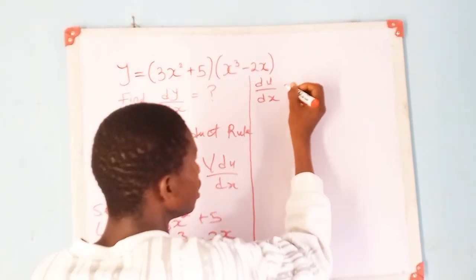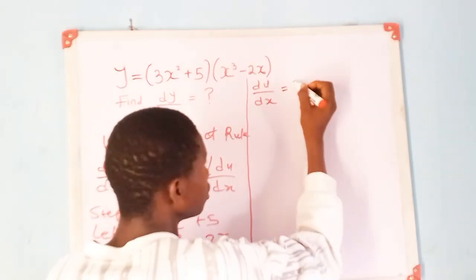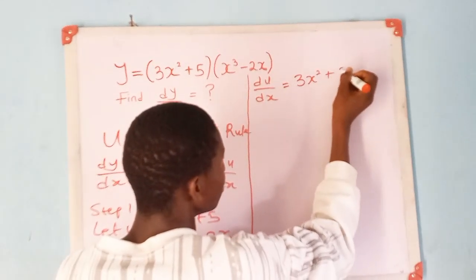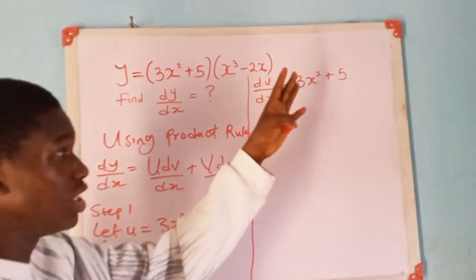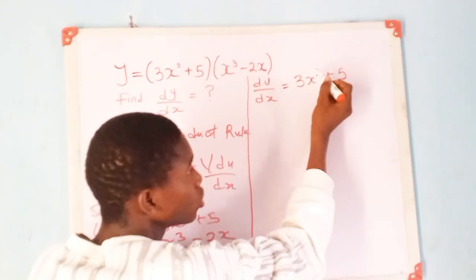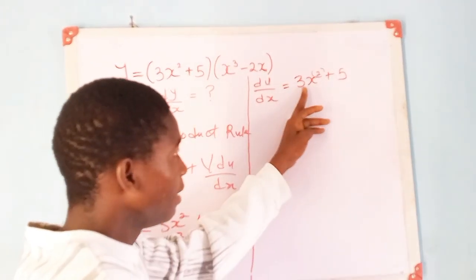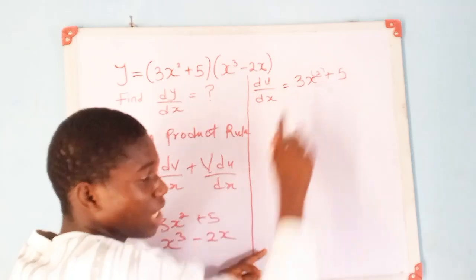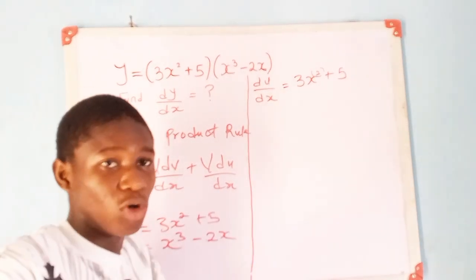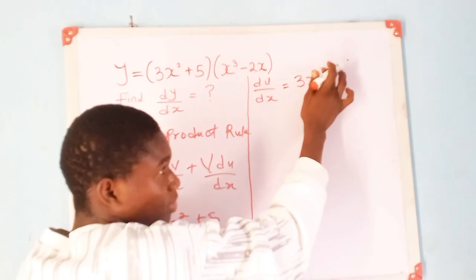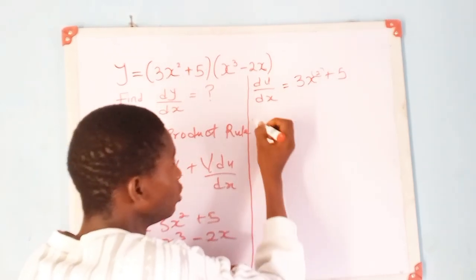So I'll bring this out, and we have 3x squared plus my 5. Now if I want to differentiate this, I'm going to multiply the power by the coefficient, then subtract 1 from the power. That's how you differentiate, using the second principle of differentiation.